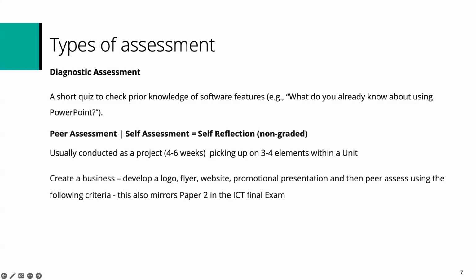So projects are usually 4 to 6 weeks, as the research has shown. They need to be sort of to that level, and they usually pick up a number of elements in the unit. An example of that is I had my year 9s recently undertaking a project where they create a business, they build a business, a logo, a flyer, a website, or promotional presentation, and then peer assess that with some criteria. And this mirrors paper 2 in the ICT final exam.